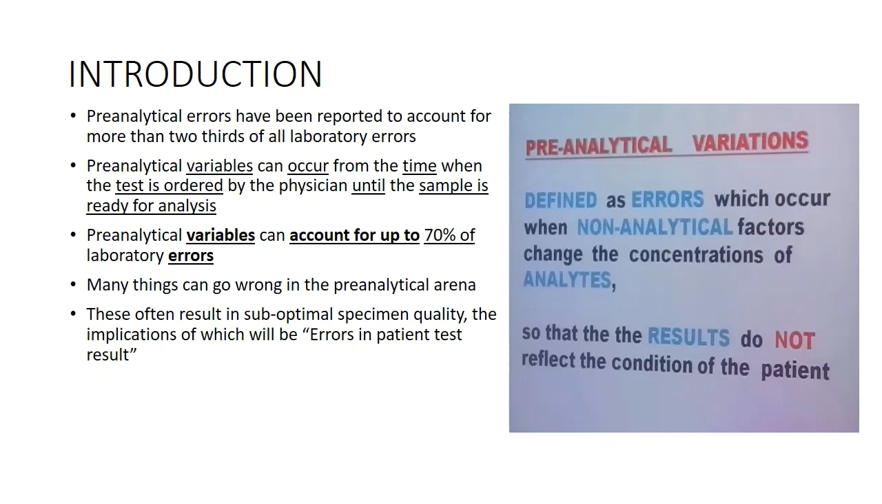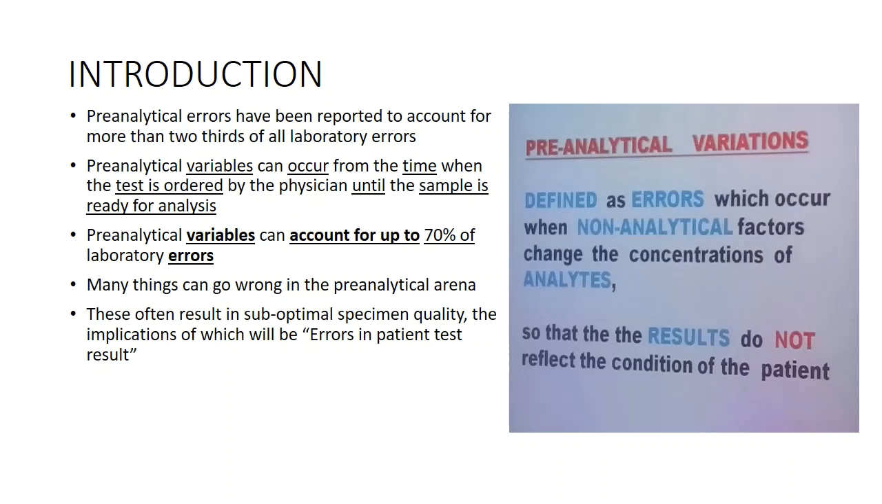But what we have noticed is that whatever errors happen, the maximum mistakes happen at the pre-analytical phase, before the sample reaches the technician for processing, right? So pre-analytical variables can account for up to 70% of laboratory errors. So if it is actually a laboratory error, there are many concerns, complaints.